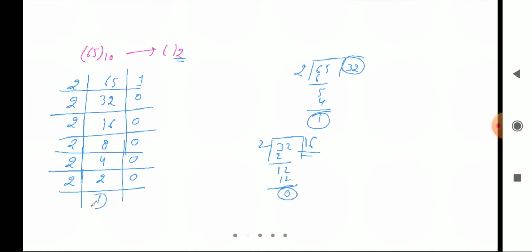And finally we cannot divide this further, so we can write this in this format. It is a 1, then 0 0 0 0 0, that is five zeros, after that 1, and the base is 2. Finally, this is the result.